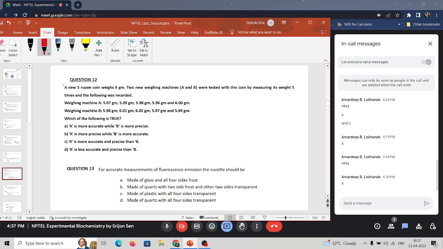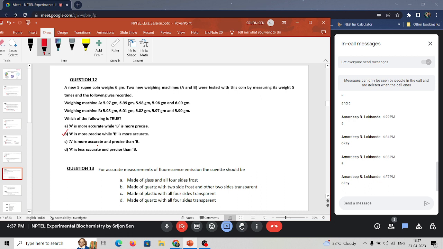So weighing balance A is more precise because the values are very close to each other even if they are not accurate, but for weighing balance B they are accurate even if they are not precise. So for question number 12, B is the right answer. A is more precise while B is more accurate.